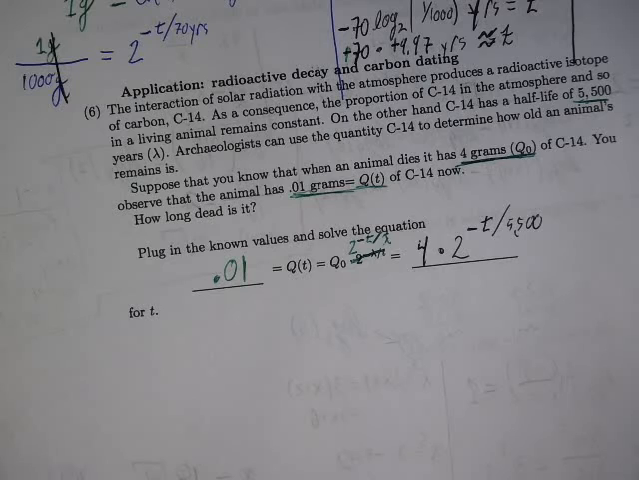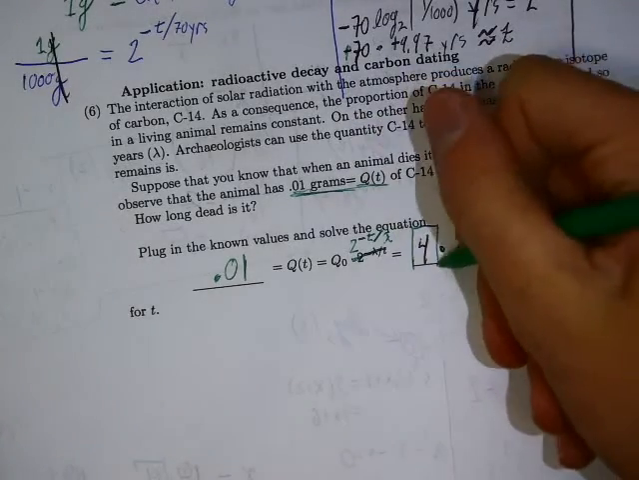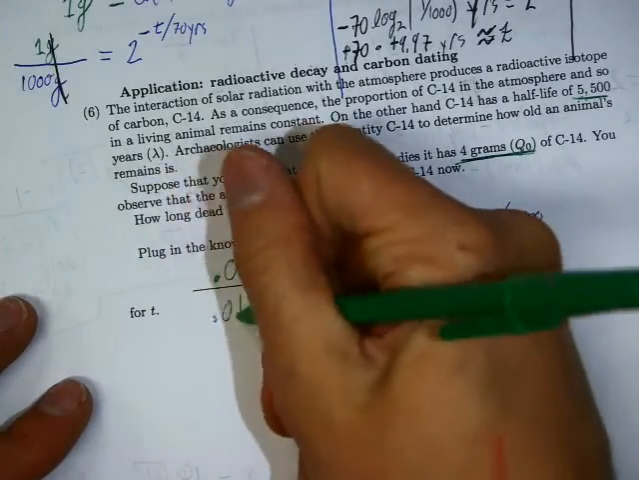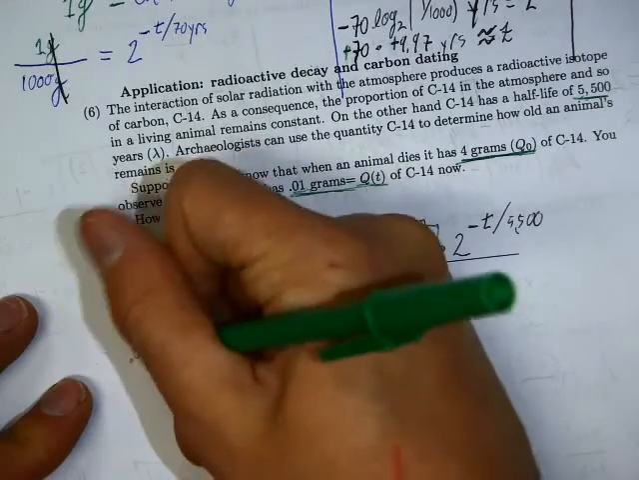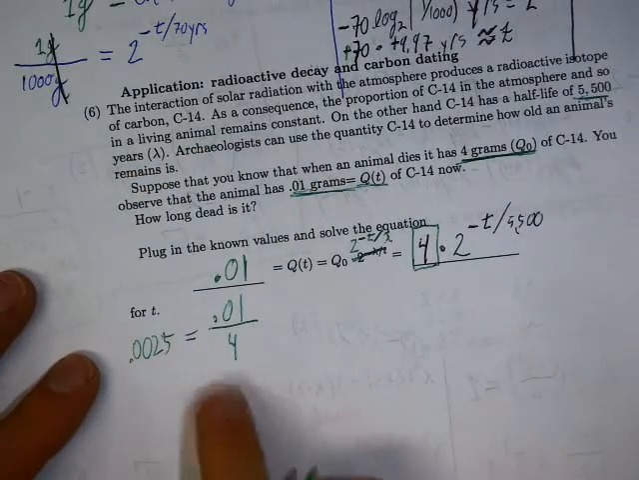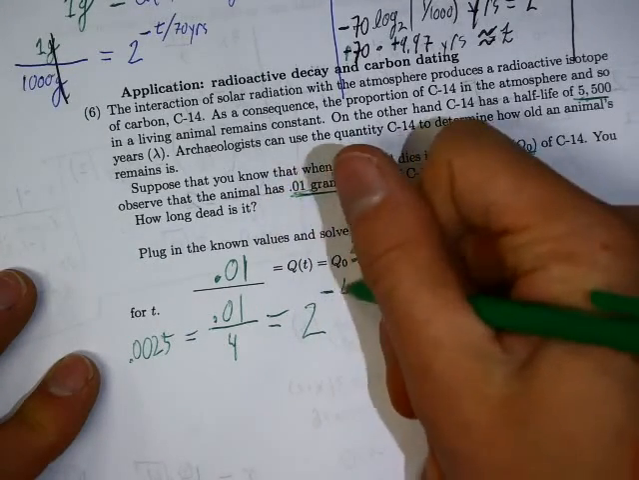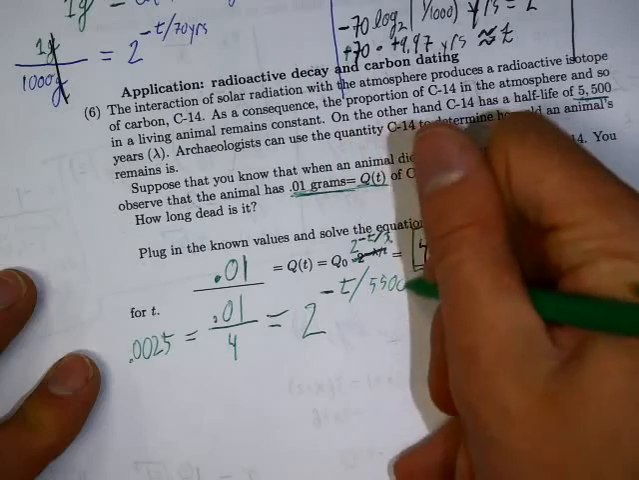Does that look like an equation that we can solve using the same techniques as we just did? What do you think the first step should be? So it's annoying that there is a 4 on the right-hand side, right? How can you get the 4 to not be on the right-hand side? Divide. So 0.01 divided by 4. I guess that's 0.0025, but maybe you're happier with that anyway. Is the same thing as 2 to the negative t divided by 5500.